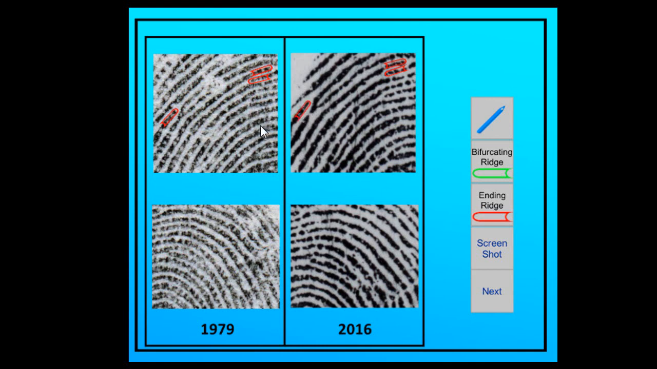You should be marking from left to right. In other words, the first print on the left you designate, and then you find the matching ridge event on the right. And if you'd like, you also can draw in skeleton lines.